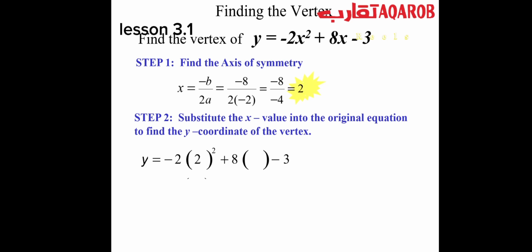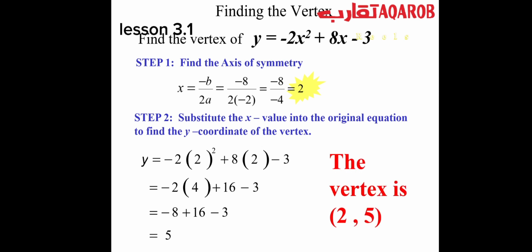So when you replace it by 2, as you can see here, then find the value. y will be equal to 5. This is the y coordinate for the vertex. So the vertex here, as you can see, is (2, 5). The vertex is a point.